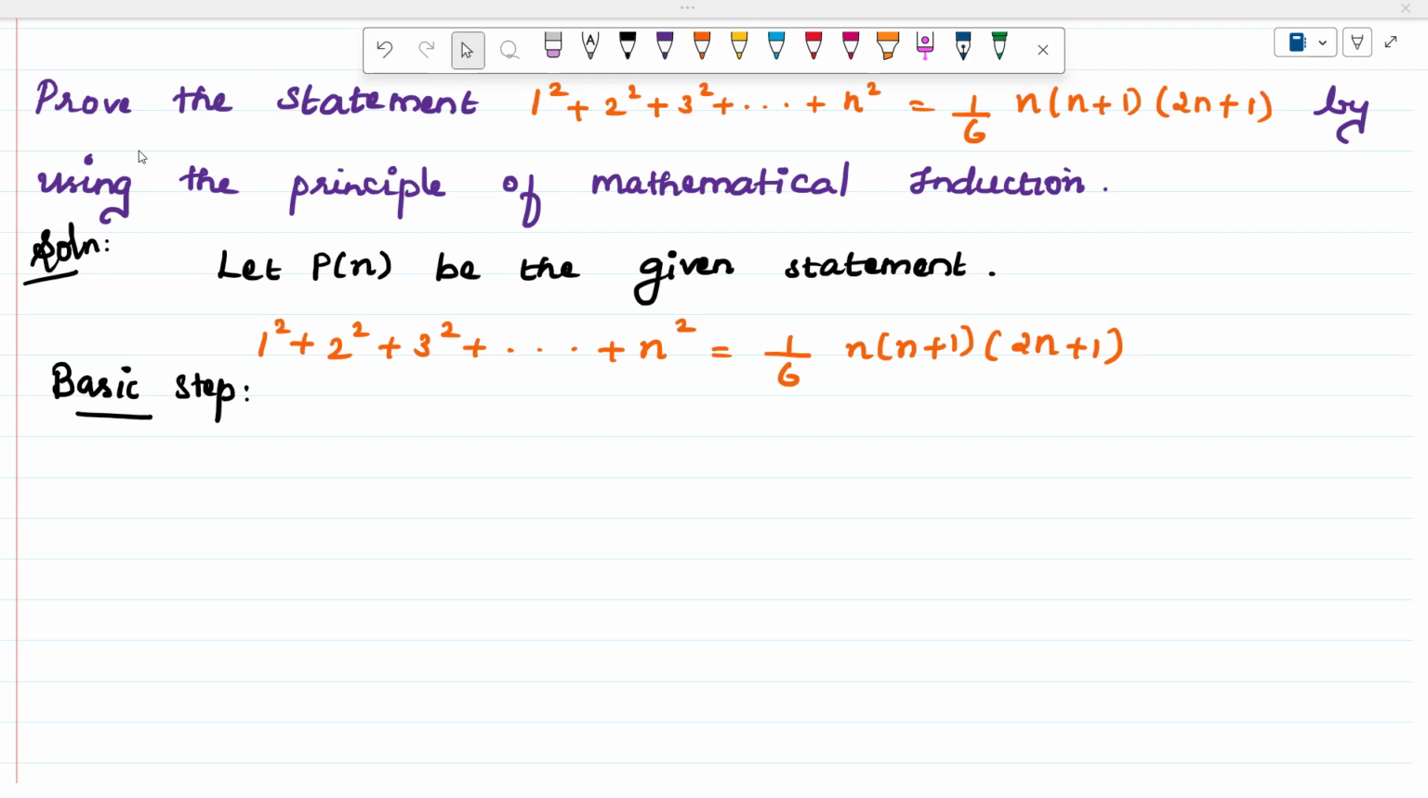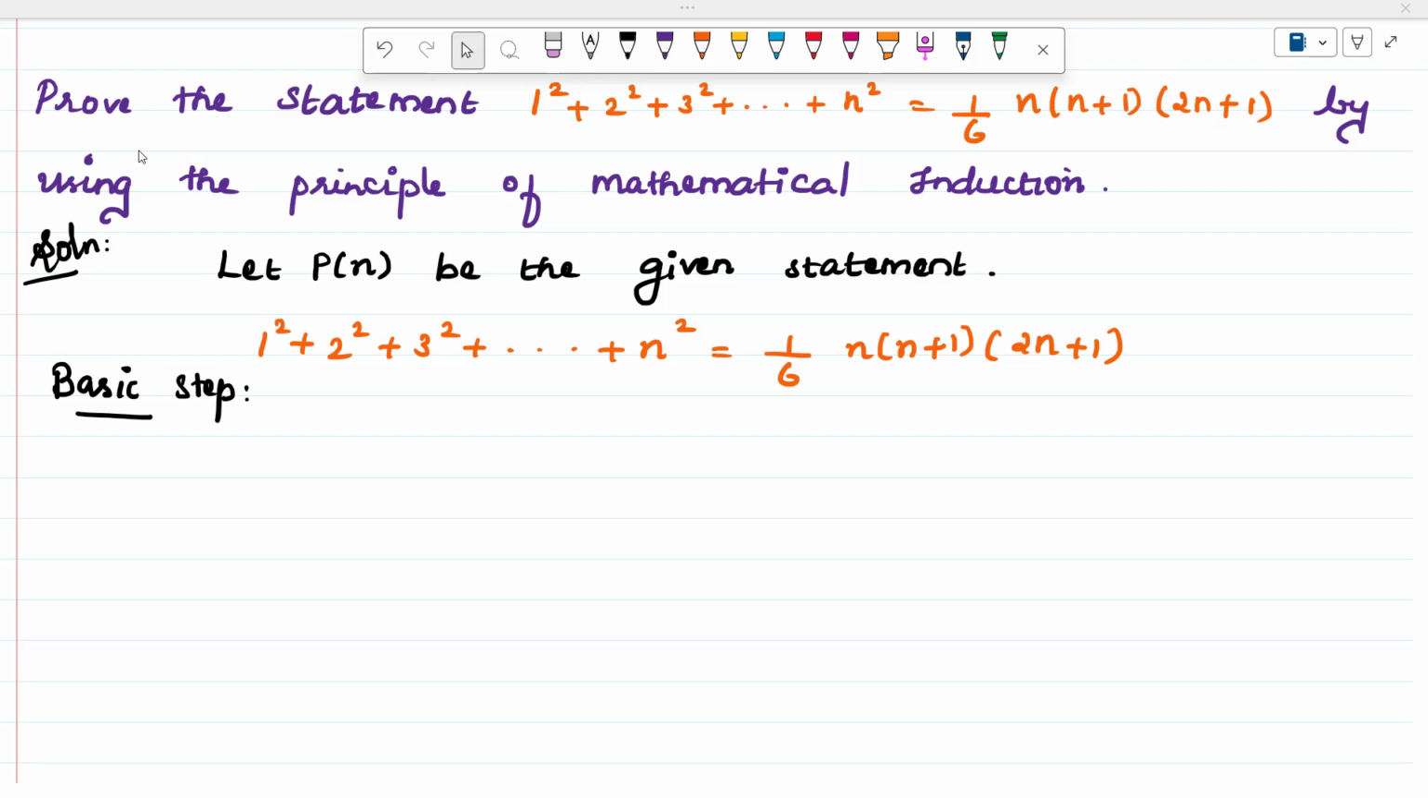Hi students, the question is: prove the statement 1² + 2² + 3² + ... + n² = (1/6) × n × (n + 1) × (2n + 1) using the principle of mathematical induction. So by using the principle of mathematical induction, you have to prove this statement.